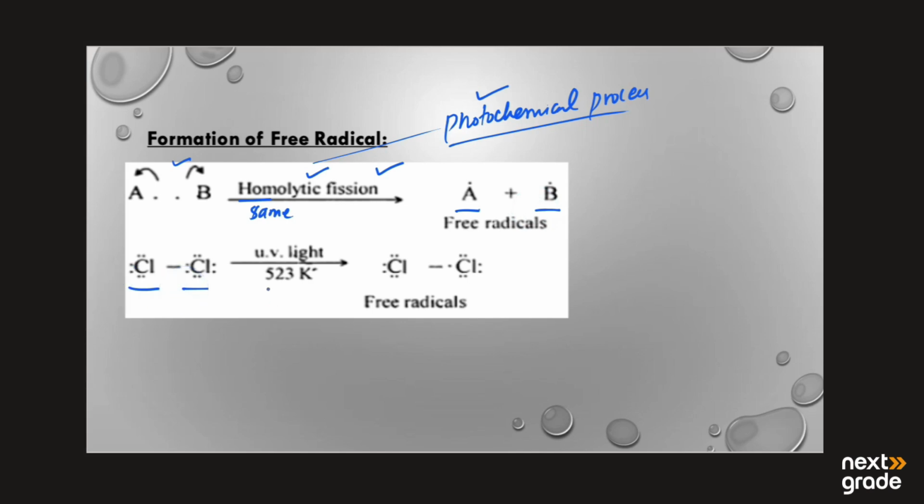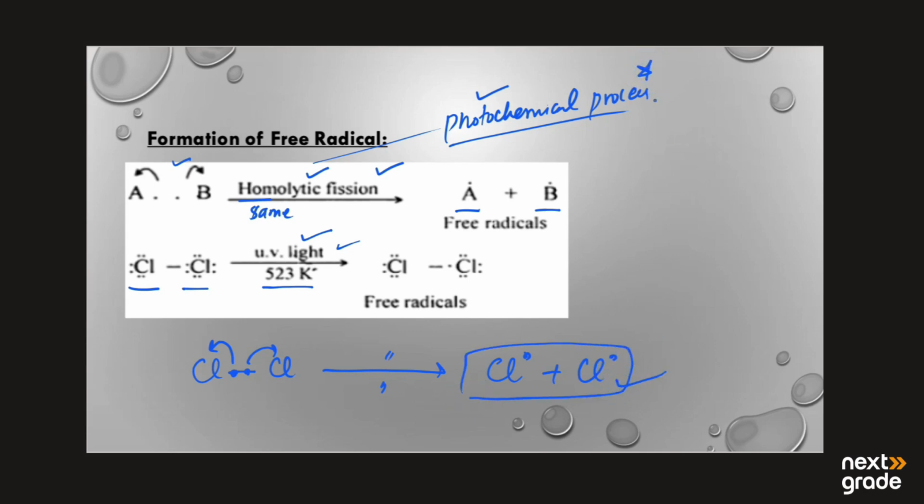Likewise, if we have chlorine under UV light at a temperature of 523 Kelvin, there is a formation of free radicals. Chlorine has electrons, and the electrons go to each side under these conditions. We have a chlorine free radical and a chlorine free radical. This is a photochemical process that happens under UV light or in the presence of light. So free radicals are always formed in the presence of light and it is always a homolytic fission. Homolytic means the breakage is the same. There will be no change where one atom gets two electrons and the other gets one. They always have an odd number of electrons. So this is the formation of free radicals.